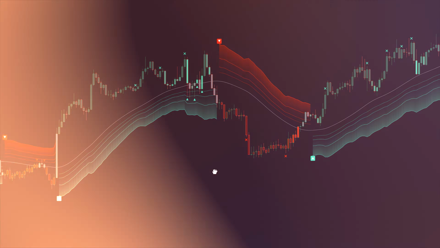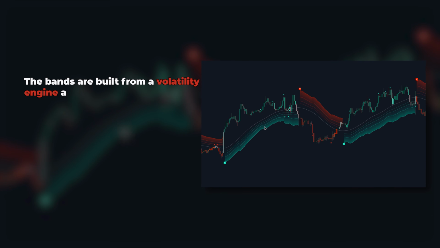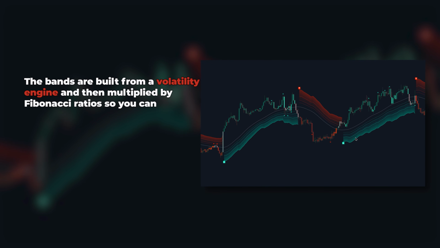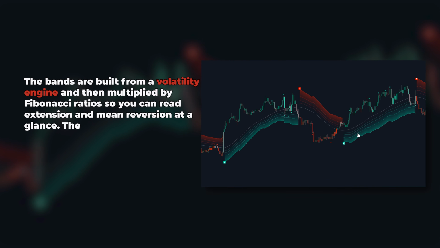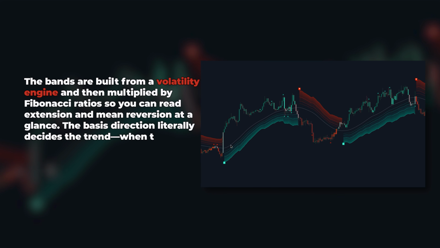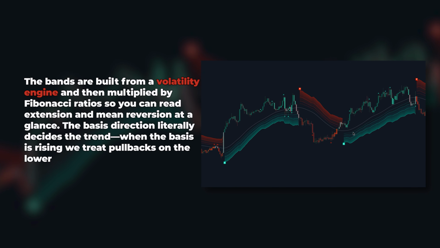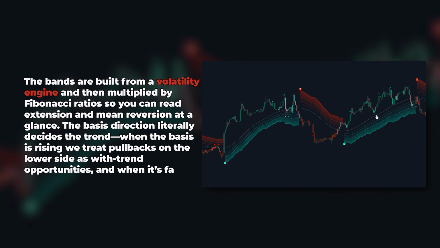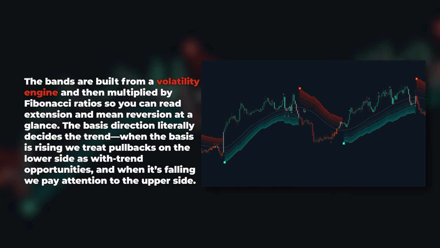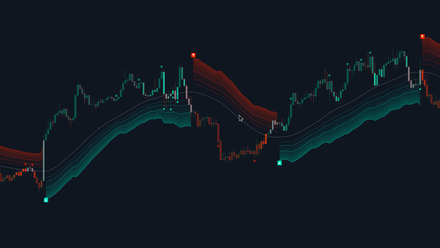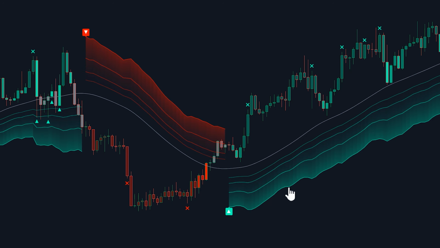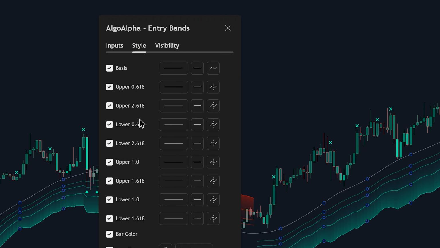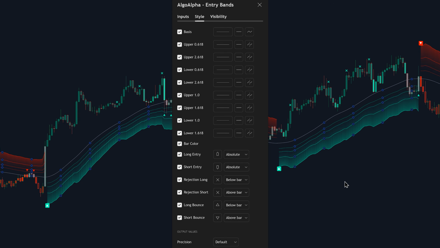The big idea is simple. The bands are built from a volatility engine and then multiplied by Fibonacci ratios so you can read extension and mean reversion at a glance. The basis direction literally decides the trend. When the basis is rising, we treat pullbacks on the lower side as trend opportunities, and when it's falling, we pay attention to the upper side. Each band line is produced using Fibonacci multipliers, so you'll recognize levels like 0.618, 1.0, 1.618, and even 2.618, which makes timing, targets, and how stretched we are incredibly intuitive without drawing manual grids.